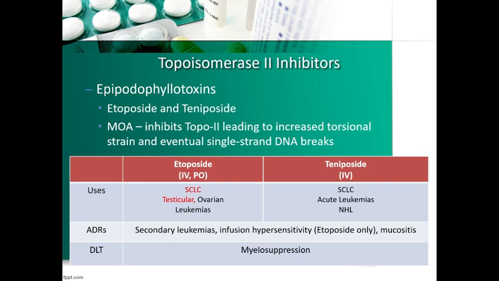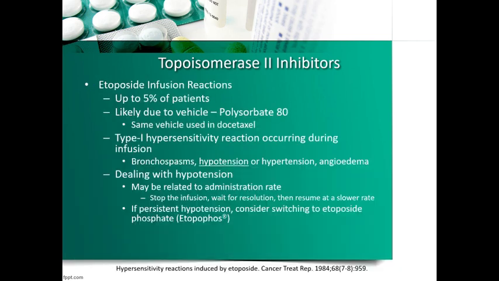Now, etoposide also has polysorbate 80, so we do see some infusion hypersensitivity reactions with this drug, along with myelosuppression and mucositis. Now, the rate of hypersensitivity reaction with etoposide is nowhere near 30%, like we saw with paclitaxel. Okay, so this could be up to 5%. It's due to polysorbate 80. Tends to be just a type 1 hypersensitivity reaction, usually manifesting as hypotension.